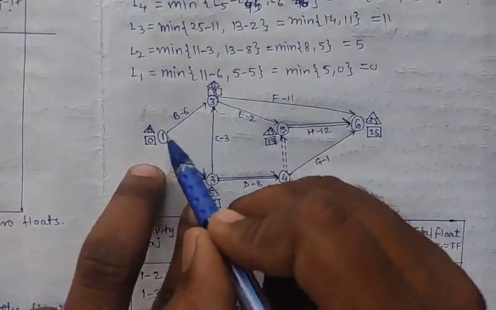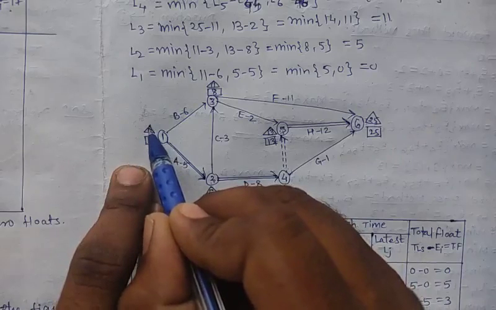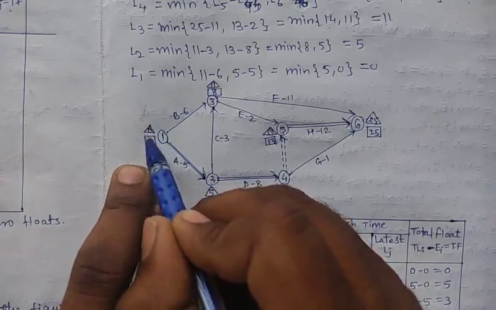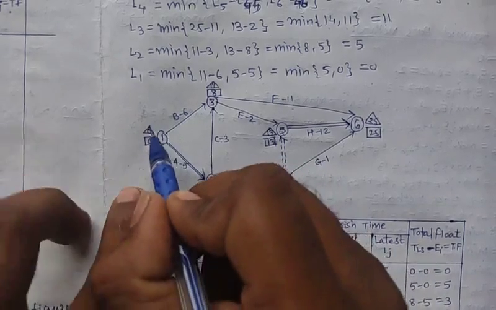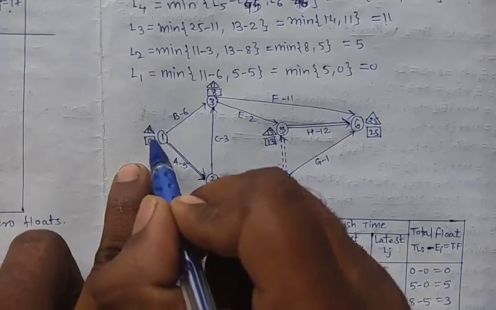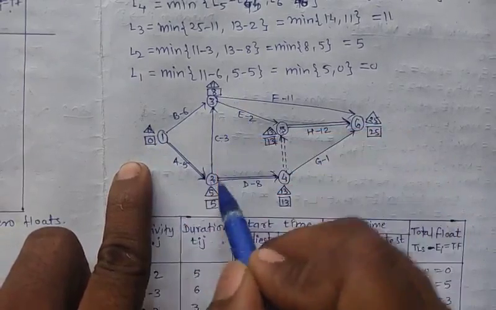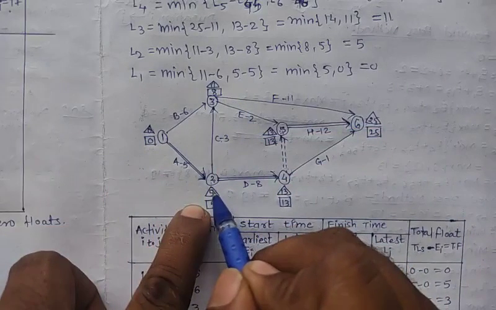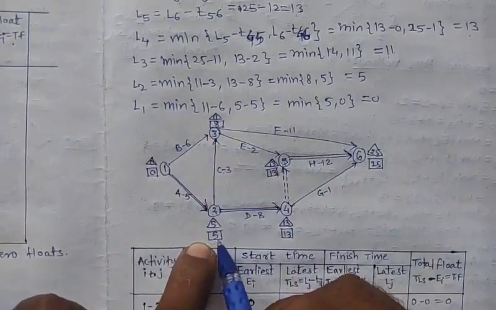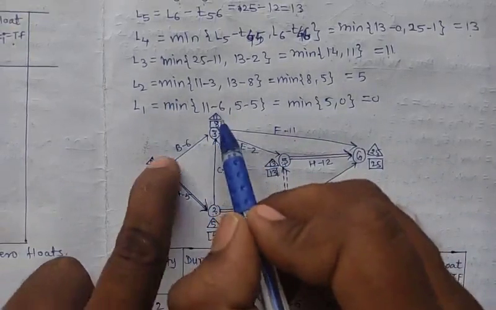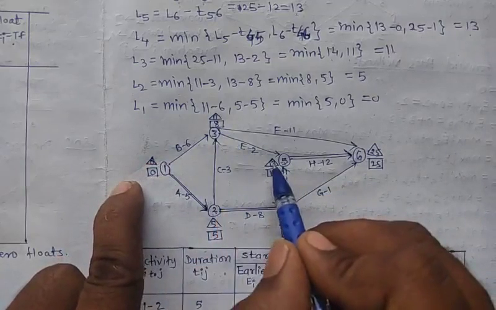So this is for first event. In triangle we will write the value for backward pass method and in square we will write values for forward method. So this is 0 and this is also 0. So this 0 value is for L1, this is for L2. Now this is for second event. L2 has value 5 and E2 is also 5. Now this is value of L3 which is 11 and E3 is 8.